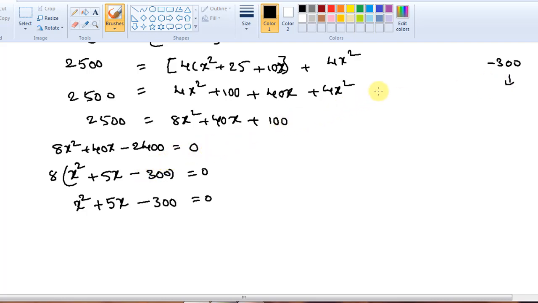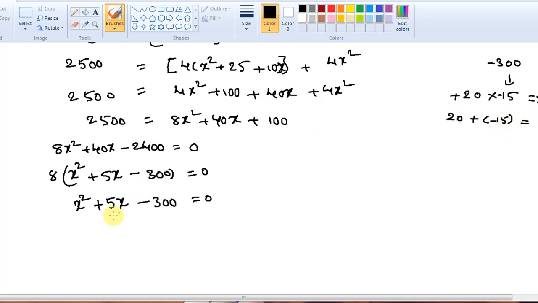So can we write 300 in such a manner? Yes, we can write 300 as 20 into 15, that is 300, but we should get minus 300. So which number we have to take as positive and which number negative depends upon the coefficient of the x term. What is the coefficient of the x term? Positive. If the coefficient of the x term is positive, the greater number should be taken as positive and the smaller number should be taken as negative. That means plus 20 into minus 15 is equal to minus 300. Then 20 plus minus 15 is equal to plus 5.